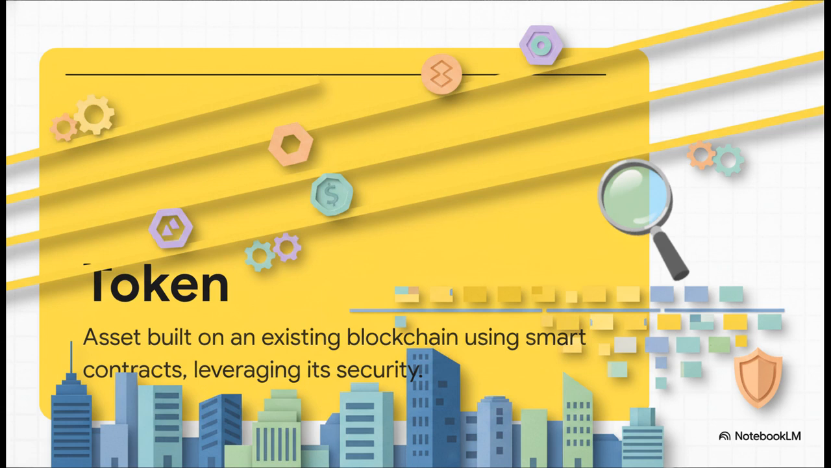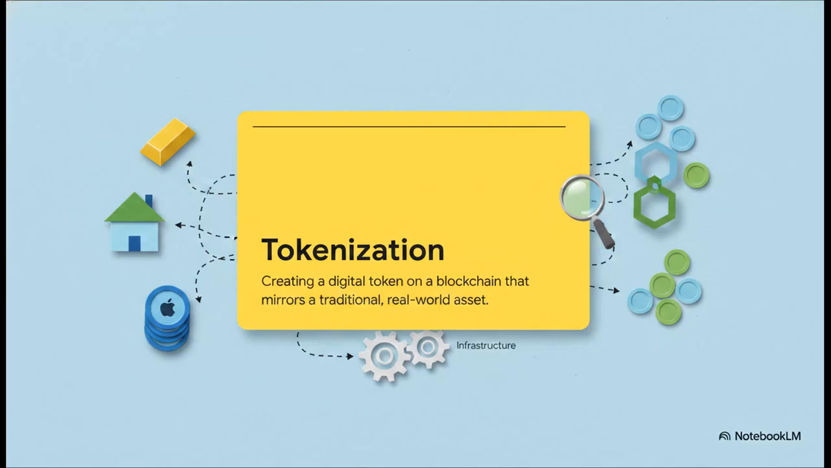This layer also includes stablecoins like USDC. These are digital tokens built on networks like Ethereum or Solana, but they're economically pegged and backed one-to-one by actual physical US dollars. Finally, we reach tokenization. This is the Real World Asset Layer, or RWA. Tokenization is the process of taking a traditional real-world asset, like a piece of real estate, an ounce of gold, or a stock, and creating a digital token on a blockchain that legally or economically mirrors it.